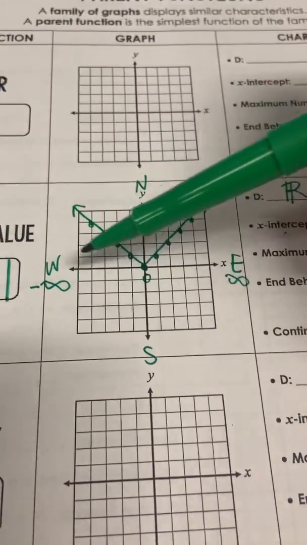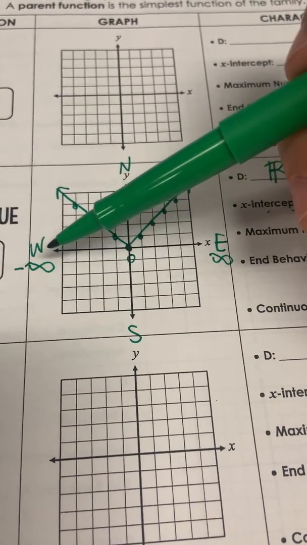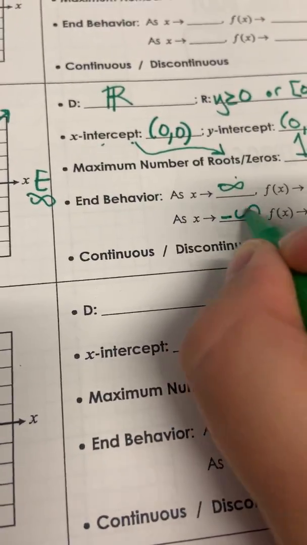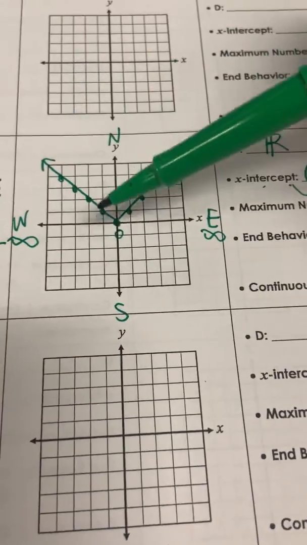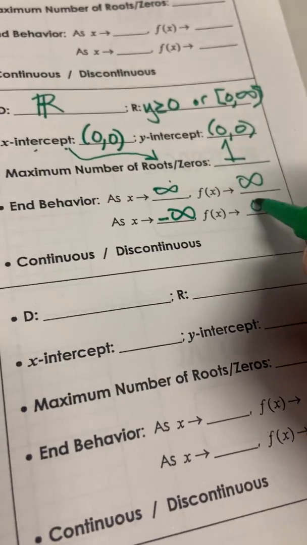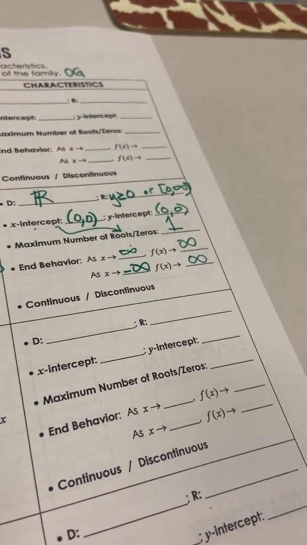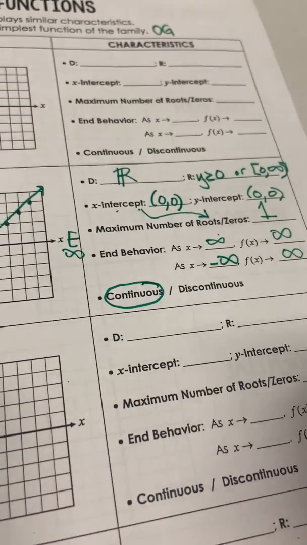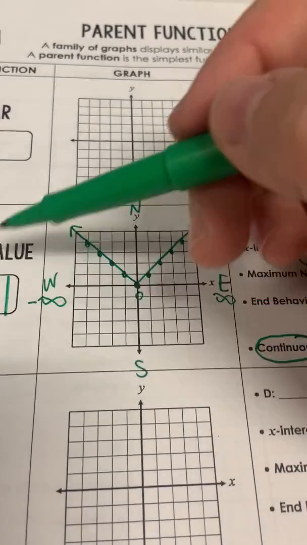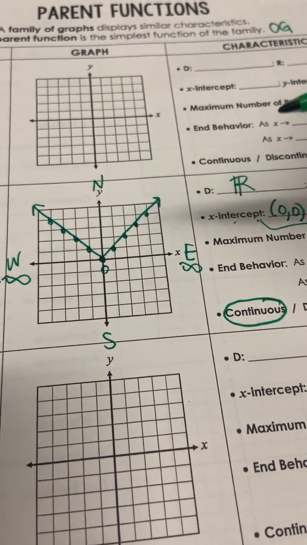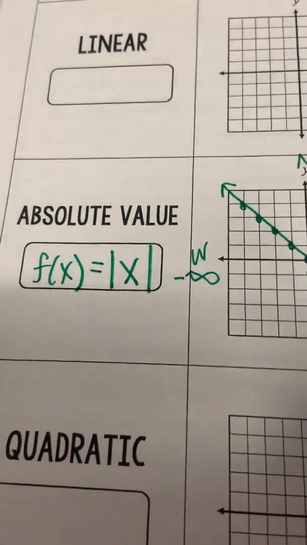And behavior on the other side, as x from 0 goes to negative infinity, so let's write negative infinity here. What's happening to my graph? Well, every point I go, it gets up, up, up, so it's also going to infinity. And we know that this is a continuous graph because there are no breaks in it, and it's smooth, except for this point. It's smooth, there's no jumps, no hops, no skips. So that is absolute value.